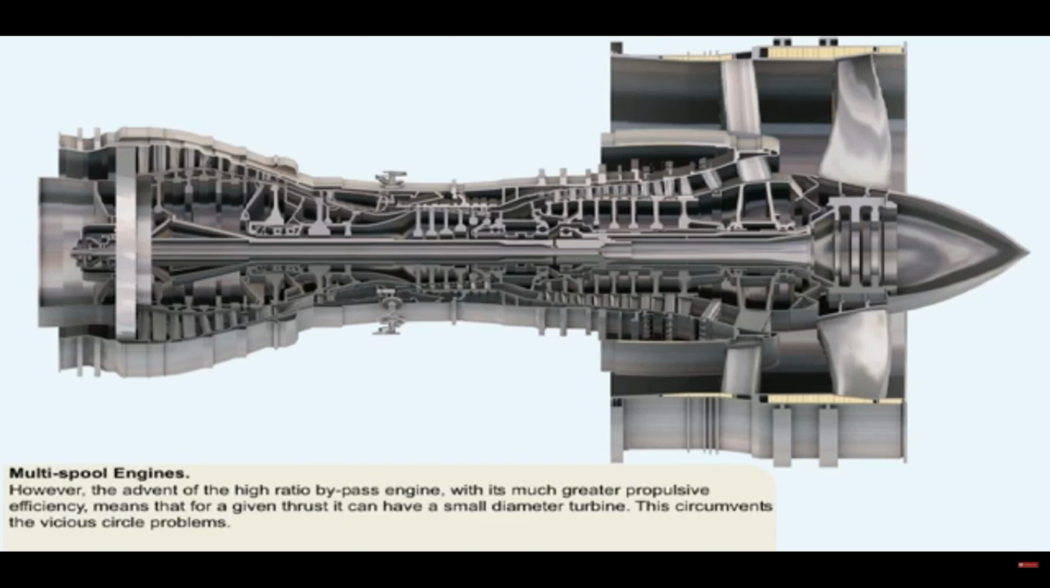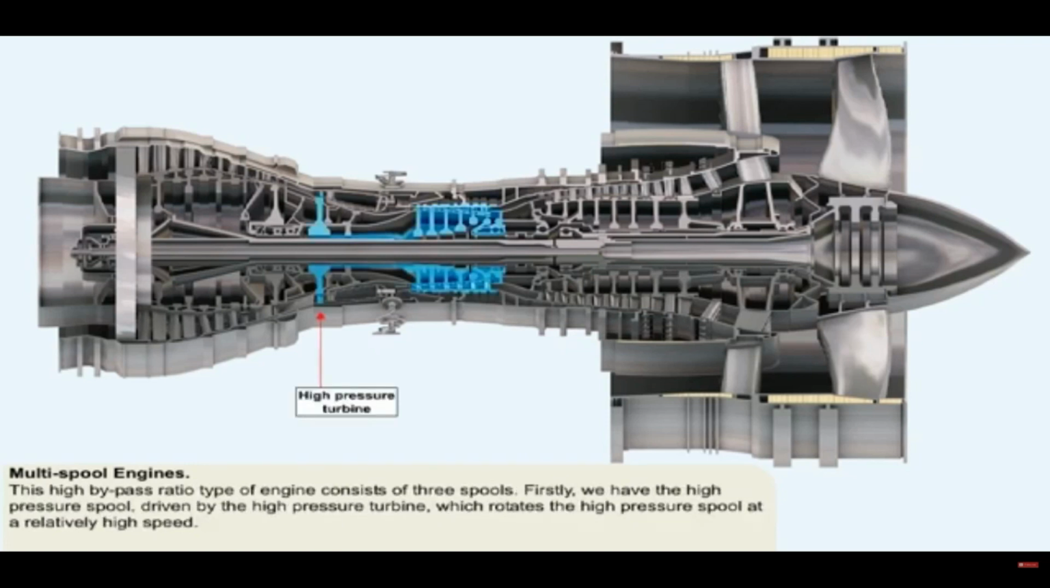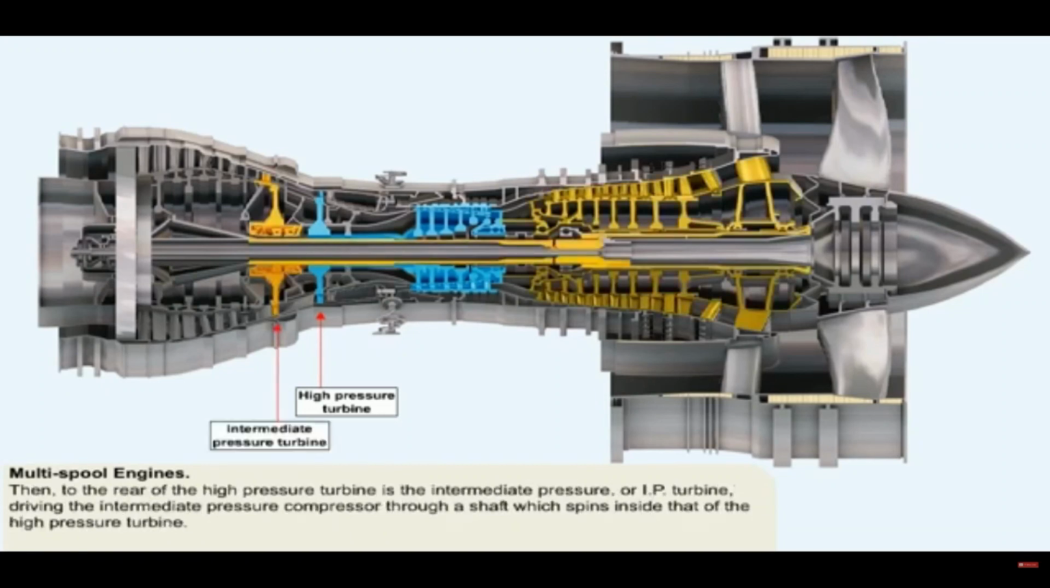The high bypass ratio type of engine shown here consists of three spools. Firstly, we have the high-pressure spool, driven by the high-pressure turbine, which rotates the high-pressure spool at relatively high speeds. Then, to the rear of the high-pressure turbine is the intermediate pressure, or IP turbine, driving the intermediate pressure compressor through a shaft which spins inside that of the high-pressure turbine.